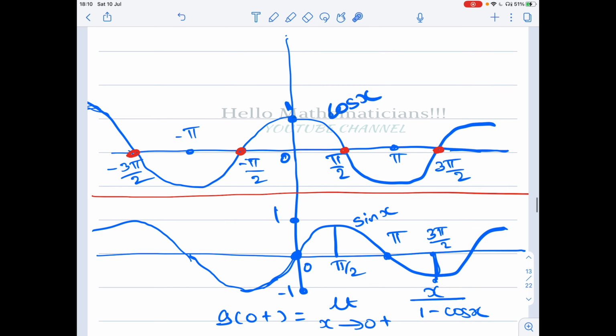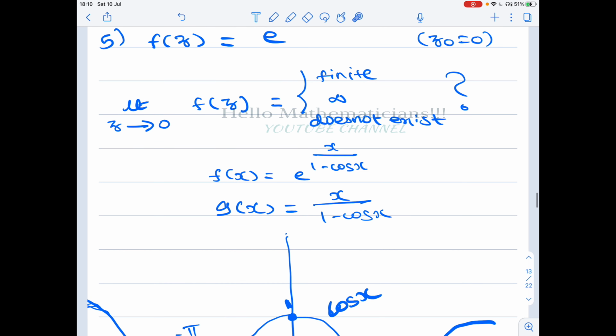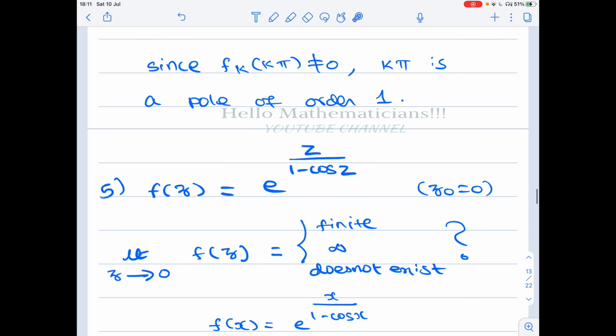Now if this goes to minus infinity, then f goes to 0, because e power minus infinity is 0. Therefore the same function, when x tends to 0 from the right side, the value is infinity, but when x tends to 0 from the left side, the value is 0. But if the limit exists, then whatever way you approach, the answer should be the same. But we are getting two different limits, therefore 0 is an essential singularity.